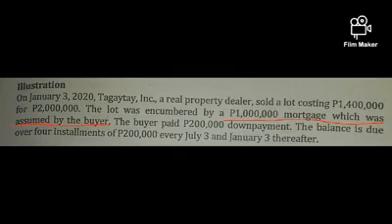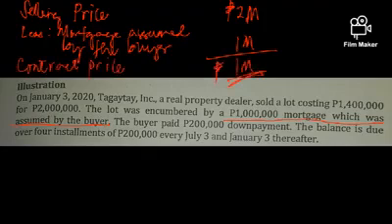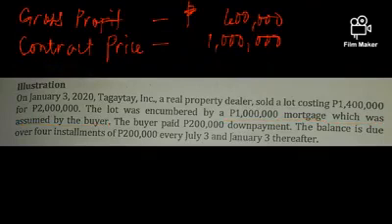So therefore, the selling price of 2 million pesos will be deducted with the mortgage assumed by the buyer. The amount is 1 million pesos. So therefore, the contract price now is 1 million pesos. And at this point, since we already have the contract price, we can now proceed to the computation for the gross income. As we have discussed earlier, the gross income is determined by dividing collection by the contract price and then times the gross profit.